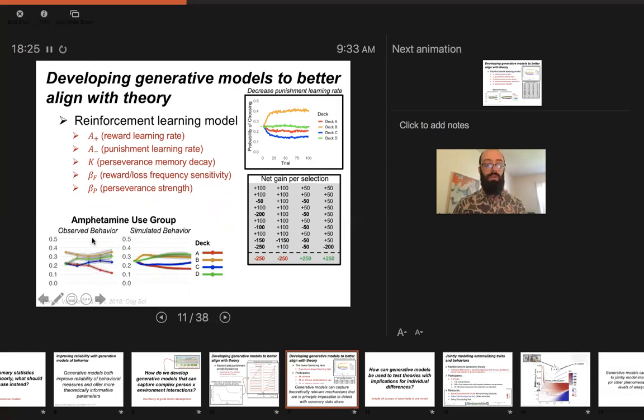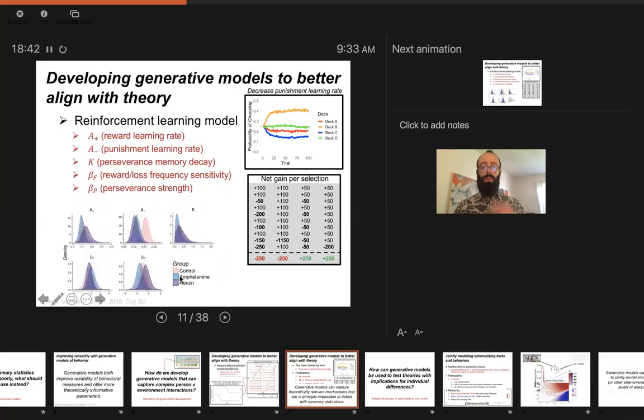And then also for the amphetamine group, they tend to prefer deck B, and then they don't differentiate B and D very well towards the end. And the model is also capturing this behavior. And with the heroin use group, similarly, but there's more differentiation between D and B, and the model captures that. And so what we can actually do then is compare the parameters of the groups and see what might be different across the groups that's leading to these differences in behavior.